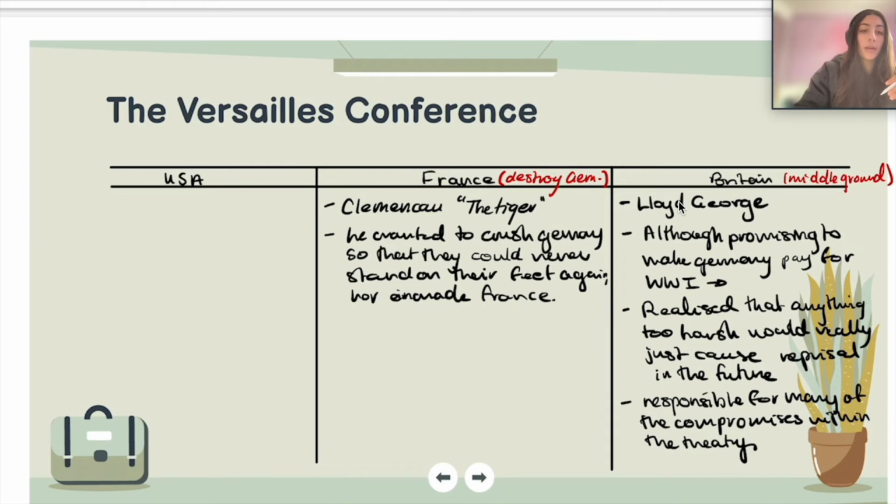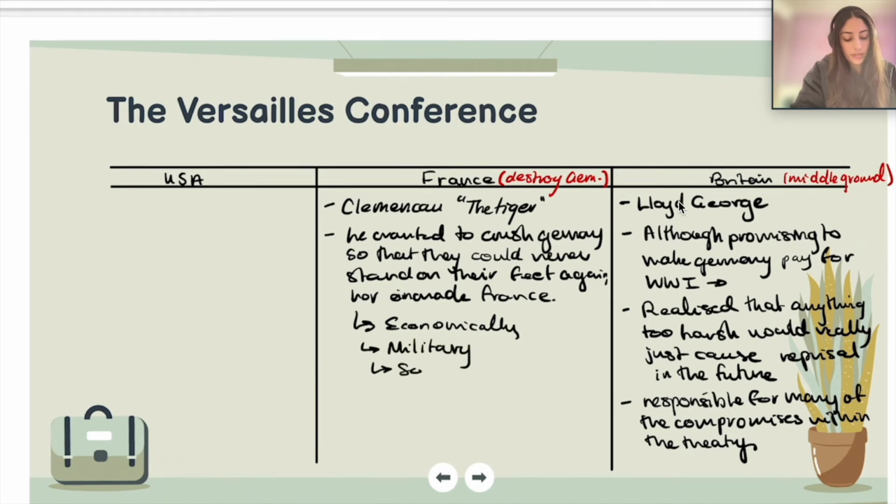So Clemenceau just really wanted to make sure that Germany just gets absolutely crushed. And when I say absolutely crushed, I mean economically, in terms of their military, and socially. He just wanted Germany to have completely zero legs to stand on in terms of world power.